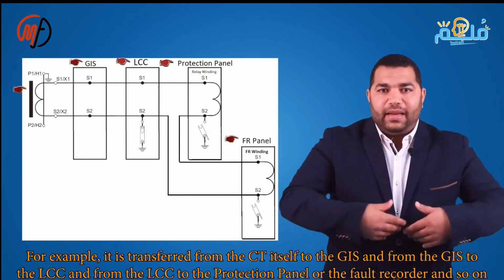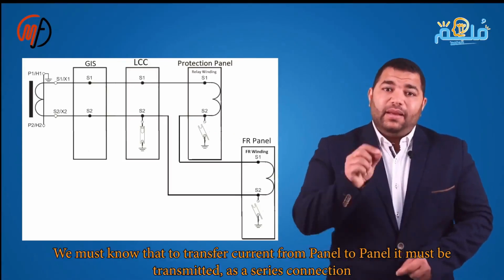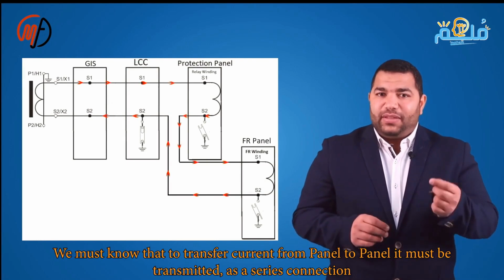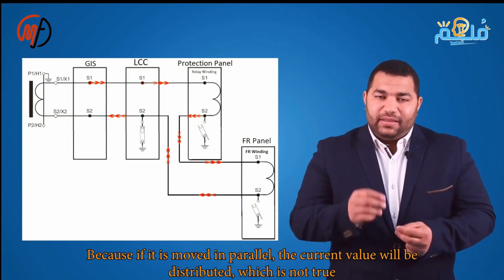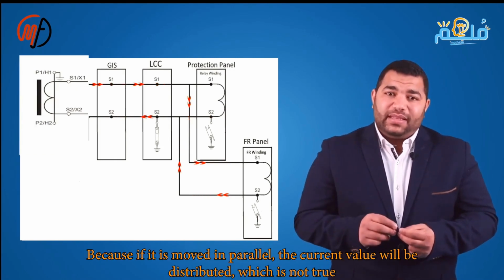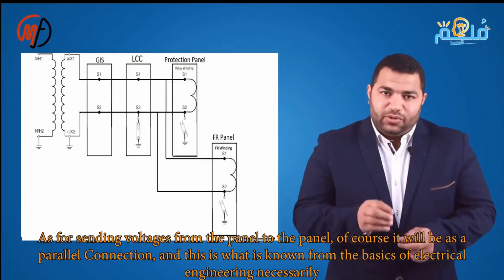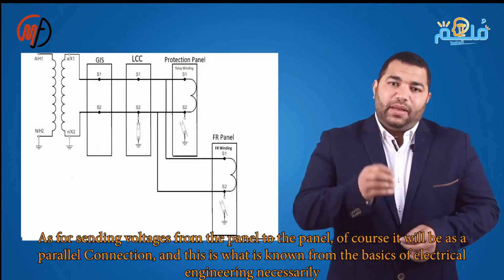We need to understand that to transfer current from panel to panel, it must be done in series connection, because if it's done in parallel, the current value will be distributed, which is incorrect. On the other hand, transferring voltage from panel to panel is done in parallel connection. This is a fundamental principle in electrical engineering.